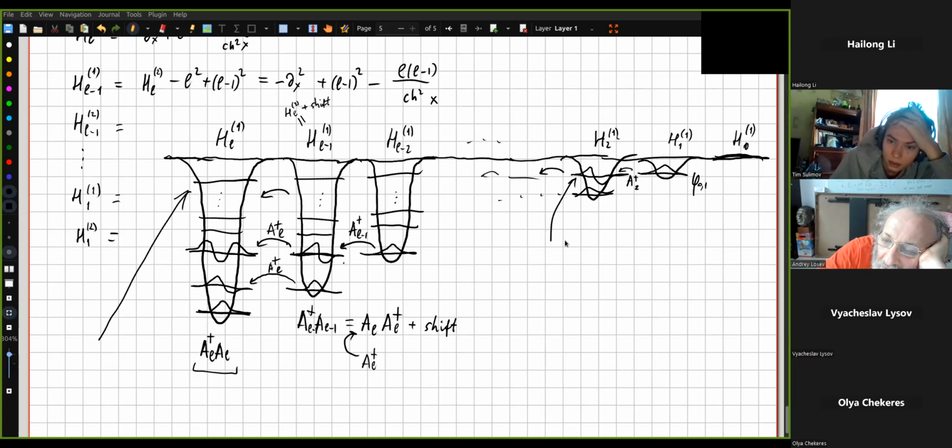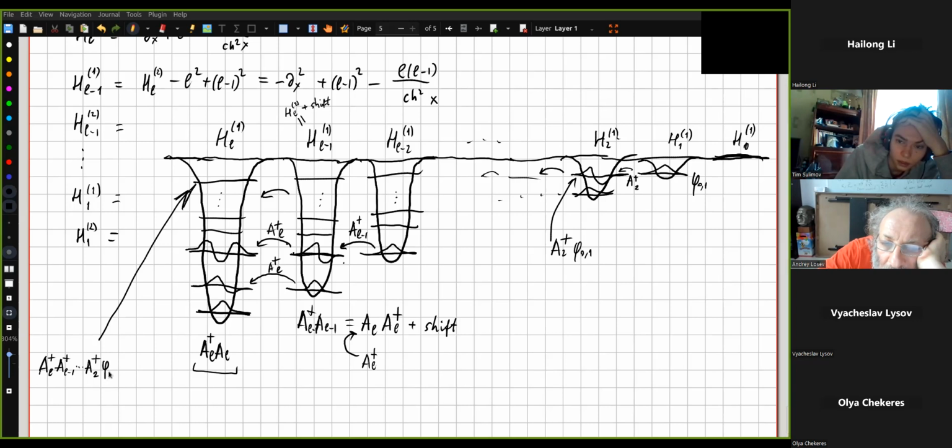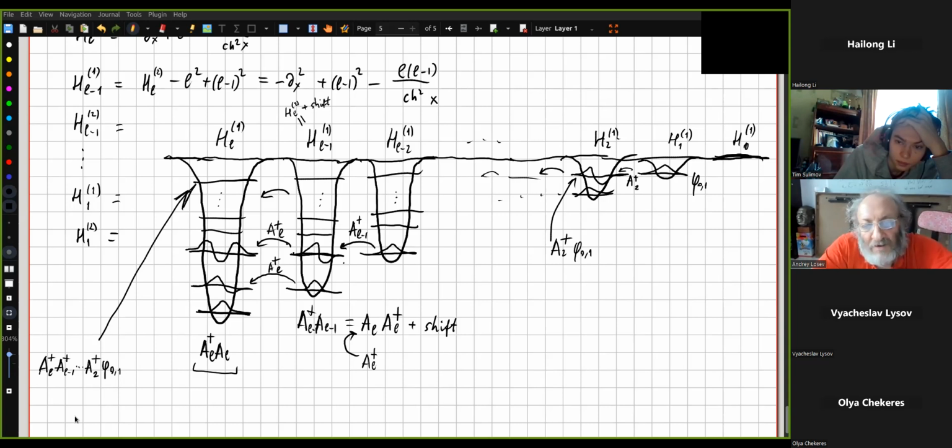This state is A2 dagger phi-0 1. And this state on the left, the highest energy state of HL, will be a procedural application of these A's, and it will be A L dagger, A L minus 1 dagger, and so on down to A2 dagger acting on phi-0 1. And since A daggers are differential operators, that's great. So we know the state in algebraic form.